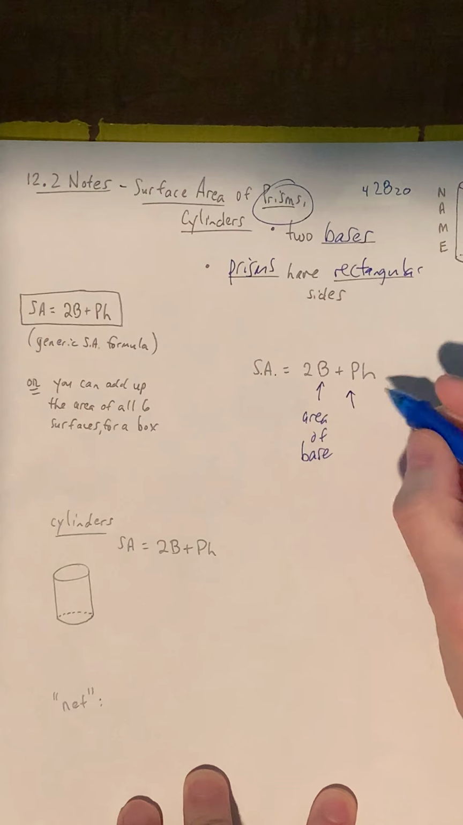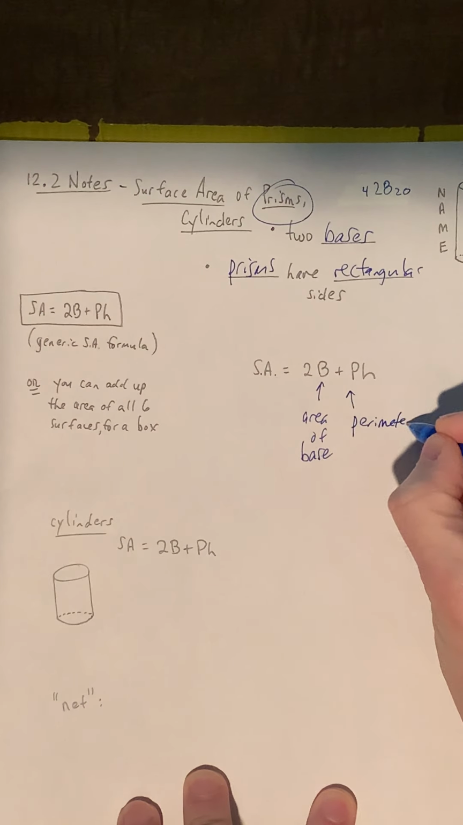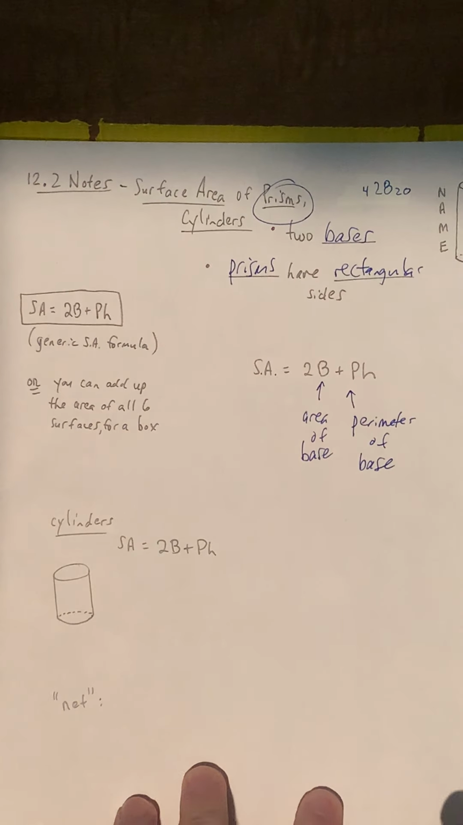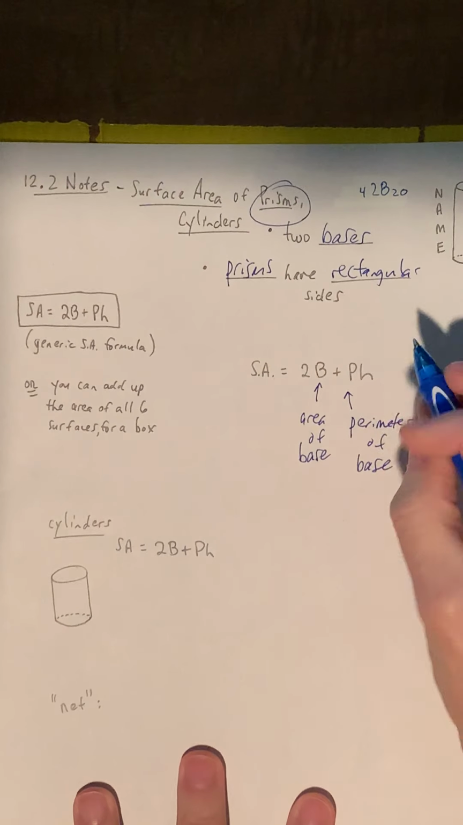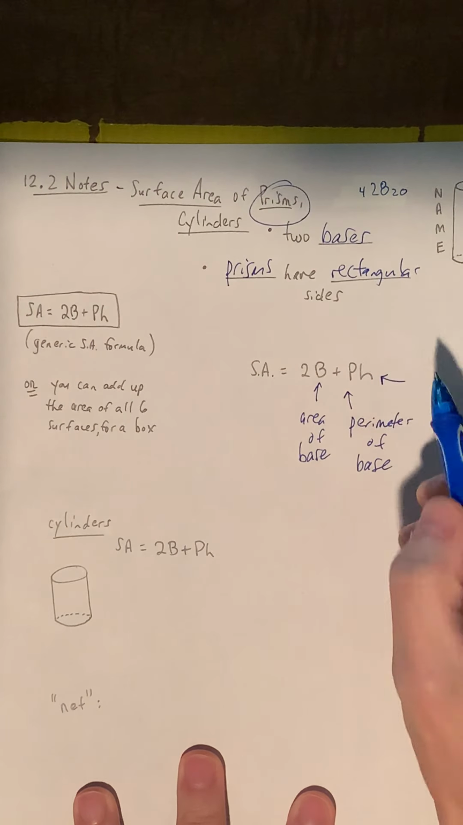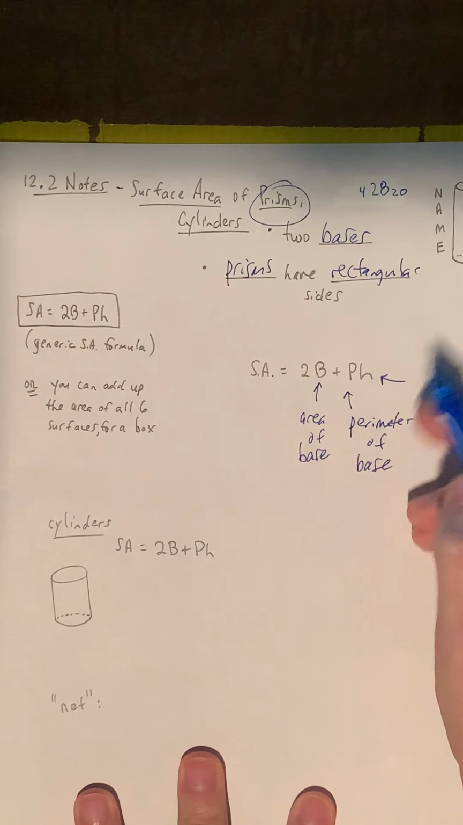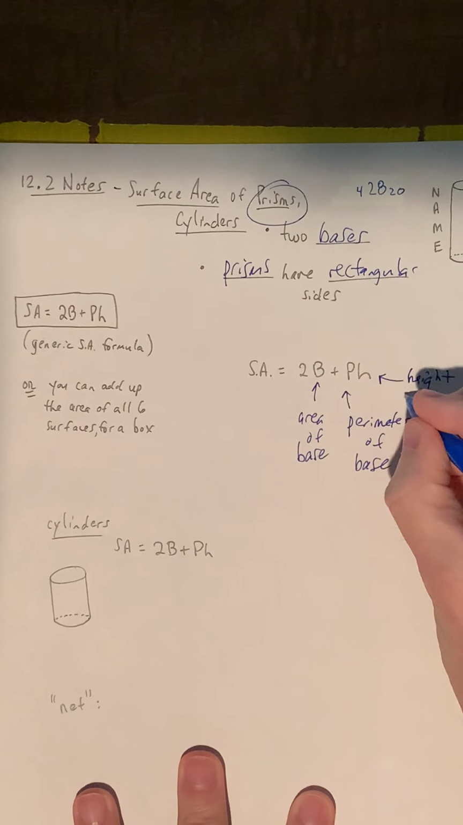Capital P is the perimeter of the base. So again, on the side, you have to calculate the perimeter of that base, which means you add up all the sides. And then H is the height. Now, H is not the height of the base. H is the height of the prism.